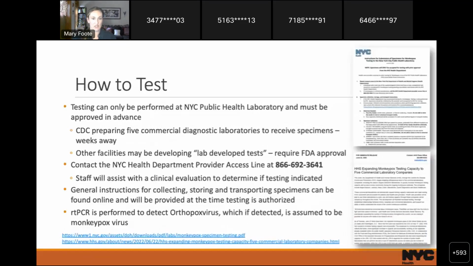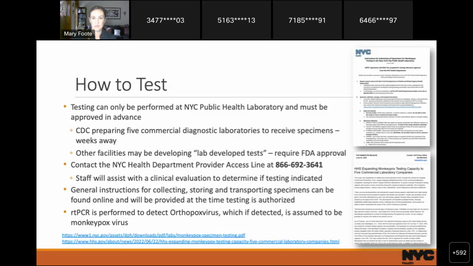And so how to test currently, and this is very quickly evolving, but currently testing is being performed through select public health labs, including the New York City Public Health Lab, and also New York State Wadsworth Lab is able to perform. This must be approved in advance by calling the provider access line and discussing the case with one of our medical team.